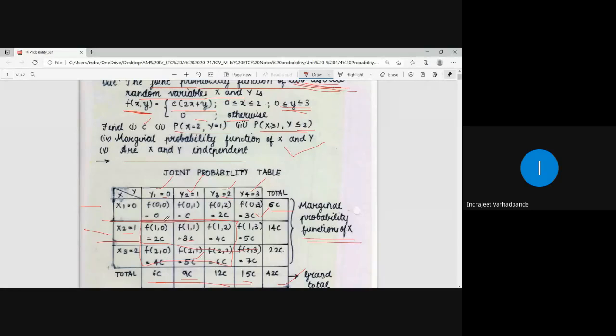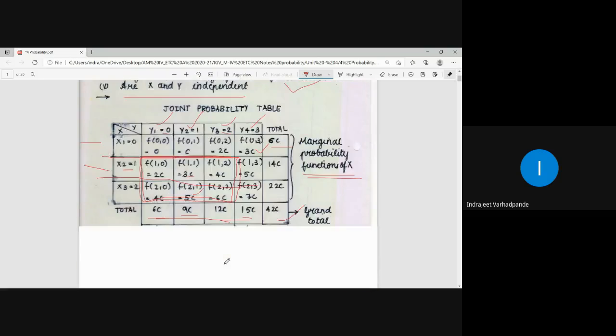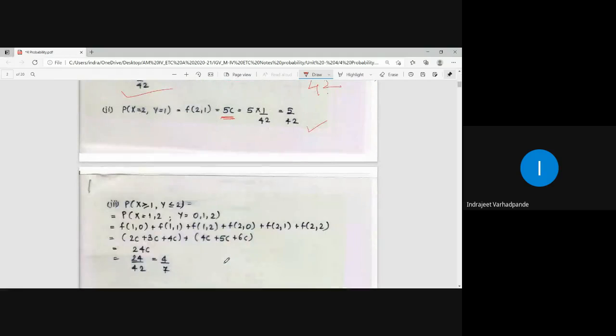So how is it going? This is what the answer should be. I will be adding them together: 2 plus 3 plus 4 plus 4 plus 5 plus 6. Accordingly, it is giving you the answer as 24c. And what is 24c? 24c is 24 upon 42. That is giving you the answer as 4 by 7.